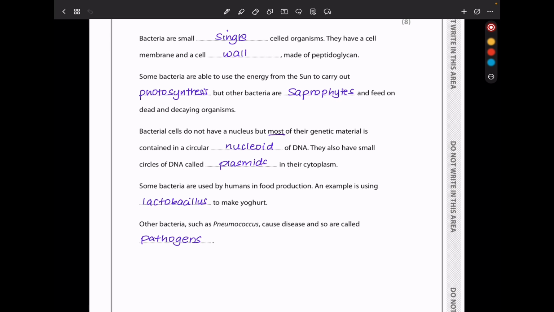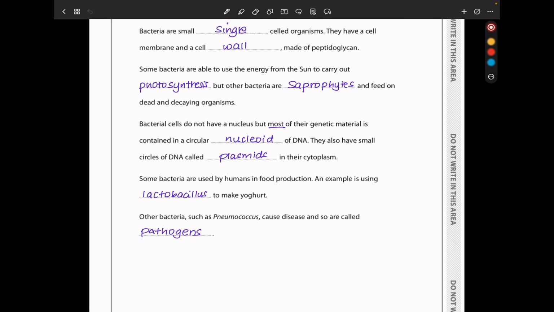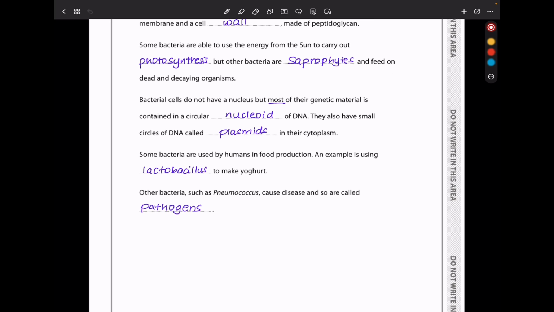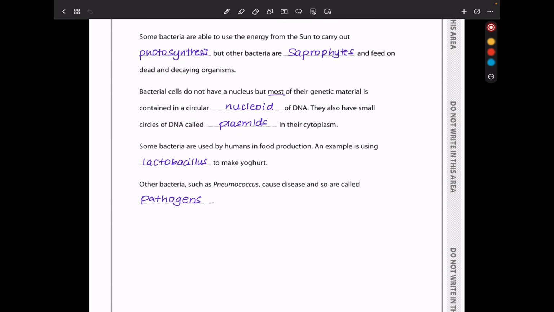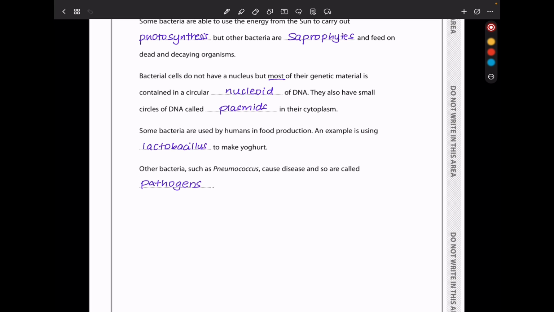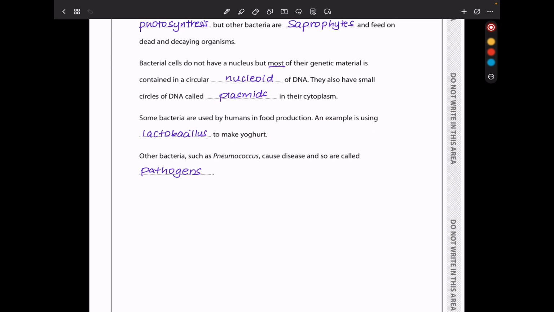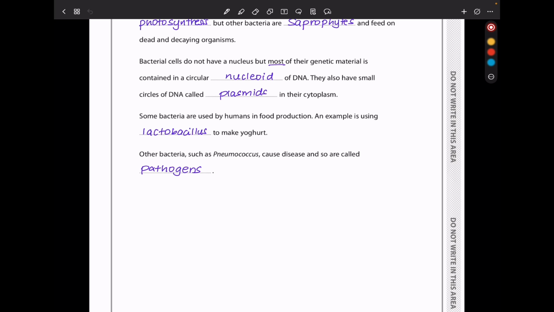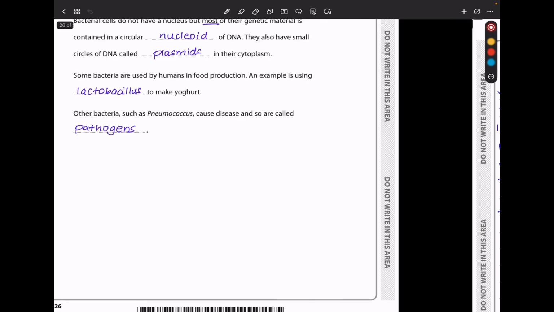Bacterial cells do not have a nucleus, but most of their genetic material is contained in a circular nucleoid of DNA. They also have small circles of DNA called plasmids in their cytoplasm. Some bacteria are used by humans in food production. An example is using lactobacillus to make yogurt. Other bacteria such as pneumococcus cause disease and so are called pathogens.